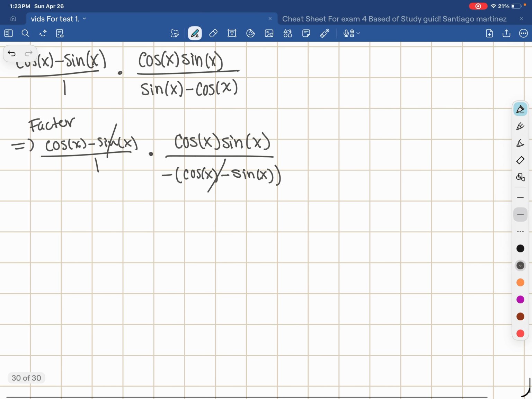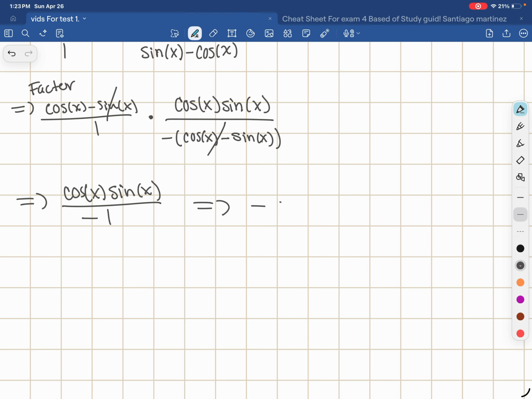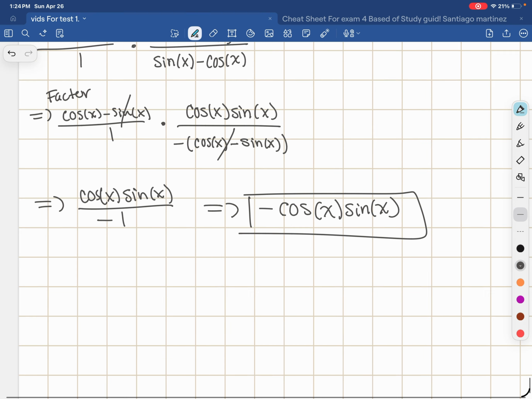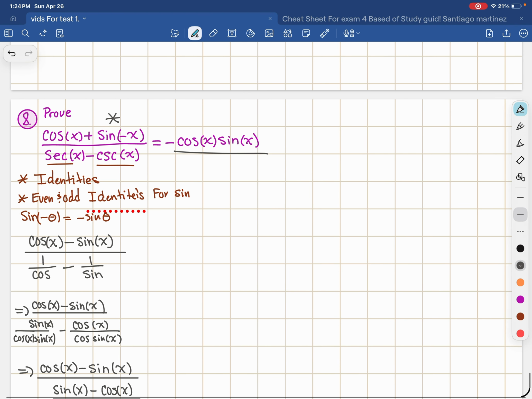So if we multiply across, we should get cosine of x over sine of x over negative 1. And what does that turn into? Negative cosine of x times sine of x, and that's just what it is, right? Because 1 over something is over, something over 1 is just itself, and then obviously it's a negative, so we carry the negative with us, proving our answer.